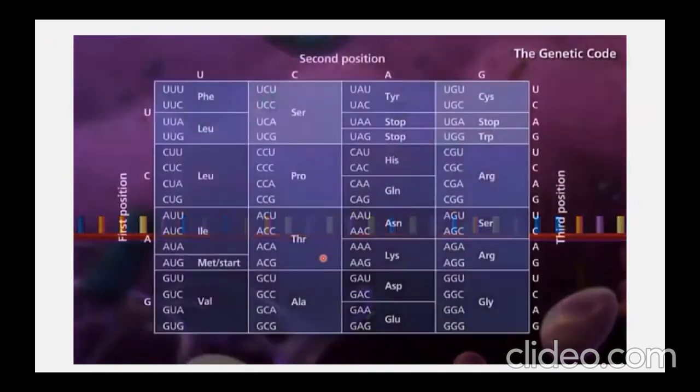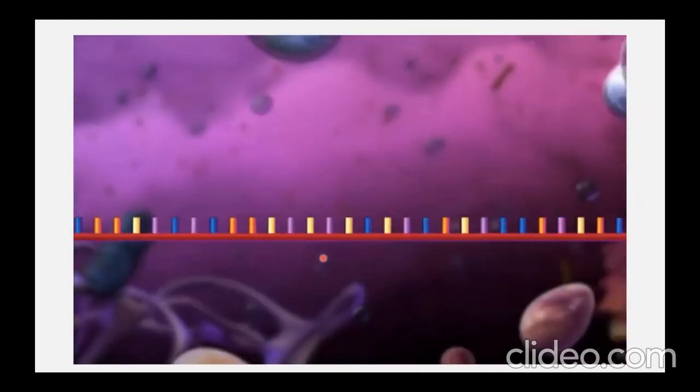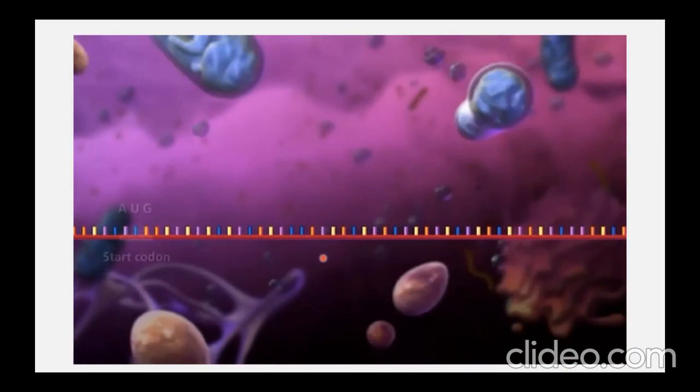The genetic code includes 64 codons. Most codons code for specific amino acids. There are four special codons, one that codes for start and three that code for stop.